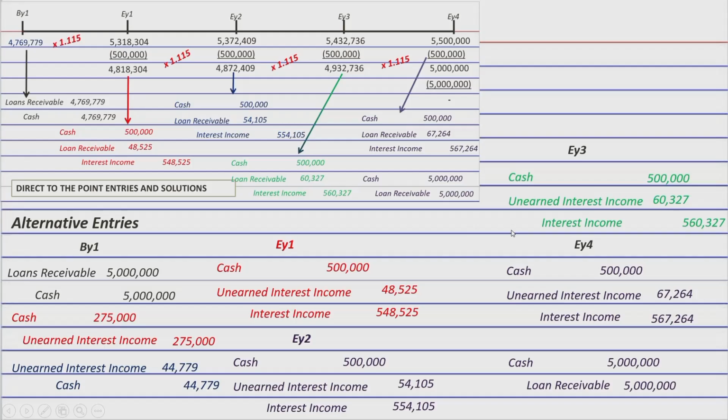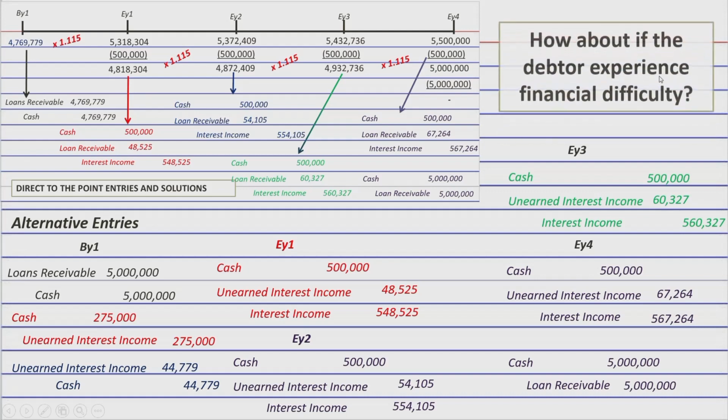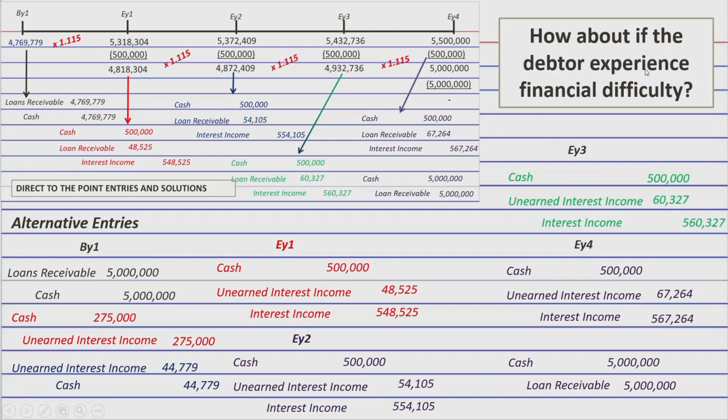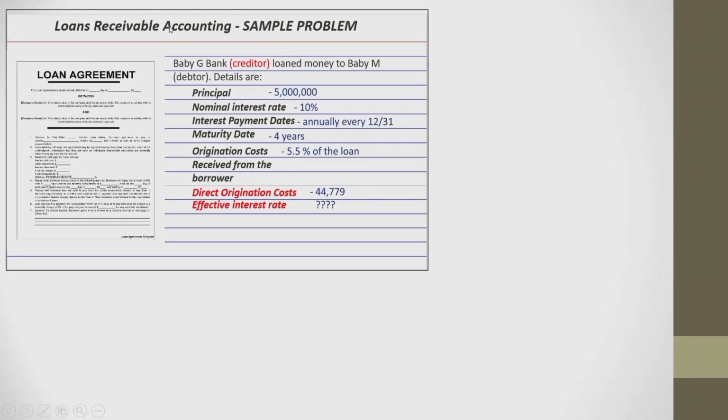Since we have already talked about the entries and the subsequent measurement of loans receivable based on our sample problem, let's answer the question: how about if the debtor experiences financial difficulty and the debtor can't fulfill 100% of the agreed payments? What will happen? To illustrate that, let's make a twist on our original sample problem. But before that, here is our original sample problem.